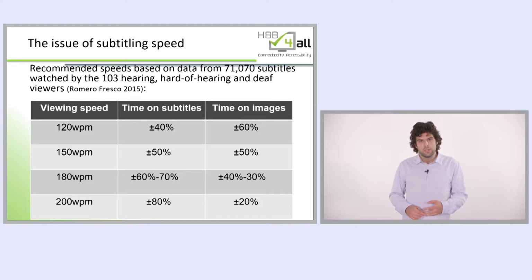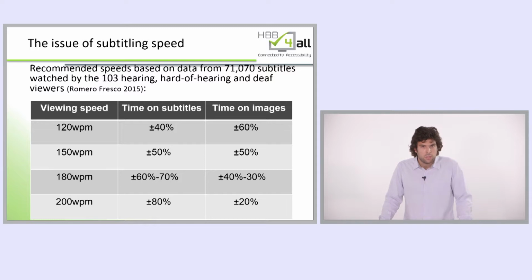So with a viewing speed, or with a subtitling speed if you like, of 120 words per minute, this would allow the viewers to spend about 40% of the time on the subtitles and 60% of the time on the images. If the speed of the subtitles is 150 words per minute, this will allow the viewers normally to spend half of the time on the subtitles and the other half on the images. If the subtitling speed is 180 words per minute, the time devoted to the subtitles will be between 60 and 70%. The time devoted to the images will be lower, between 40 and 30%.